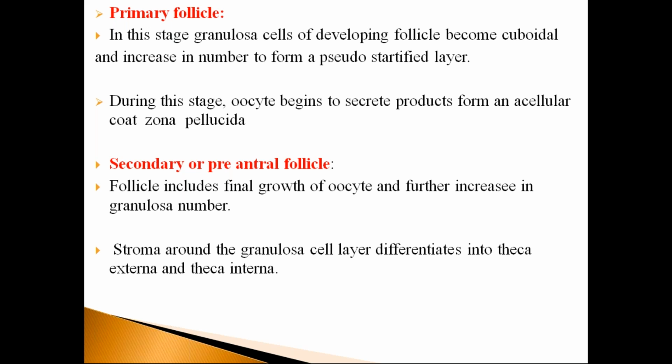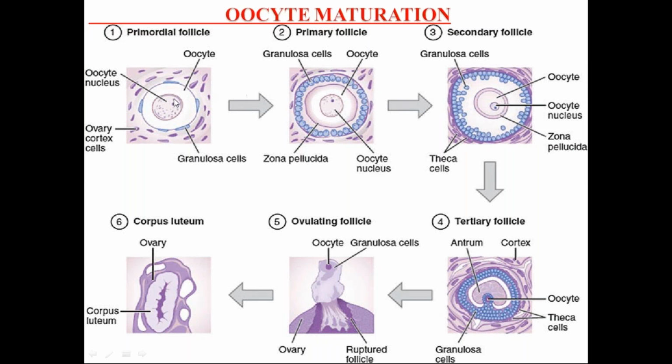In the secondary or preantral follicle, the granulosa cell number increases and the stroma cells differentiate into theca externa and theca interna. You can see here, this is a primordial follicle, which has an oocyte and flat granulosa cells, with the oocyte in the meiosis 1 prophase diplotene stage. And this is a primary follicle, having an oocyte and the zona pellucida, an acellular layer secretion, covered by cuboidal granulosa cells arranged in a pseudo-stratified layer. Pseudo-stratified means it is actually a single layer, but under the microscope you can see multiple layers because of the arrangement of the nuclei.